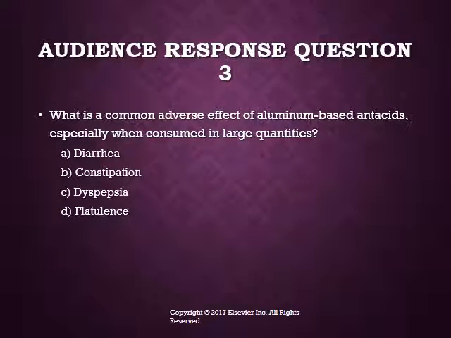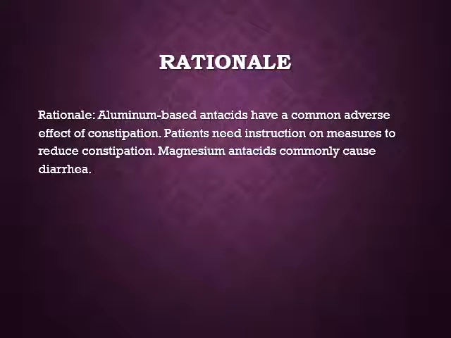What is a common adverse effect of aluminum-based antacids, especially when consumed in large quantity? So think aluminum, calcium-based is going to cause, correct, B, constipation. Okay.